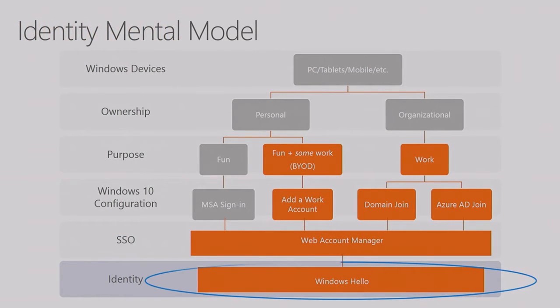So I'm going to go on the same master slide, add another layer. After we looked at ownership, purpose, Windows 10 configuration, how you get access to resources seamlessly, and then how are we looking at protecting your identity? Now, let's dovetail this a little bit. We looked at Azure AD Join, and we looked at how I was able to access resources. In the back end, it's actually using Hello, right?